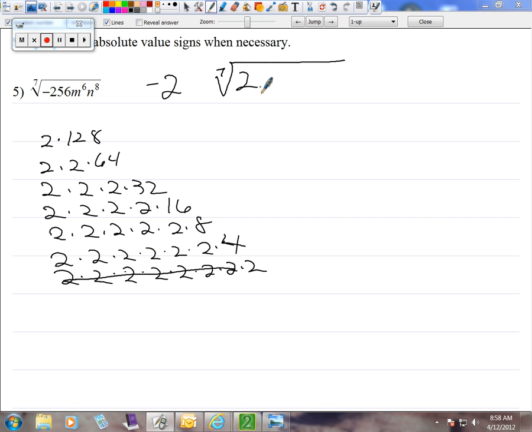All right, what about the variables? Can we take an m out? No. So m to the 6 stays in because 7 doesn't go into 6. What are we going to do for the n? 7 goes into 8 once and leaves me 1. And now I'm finished.